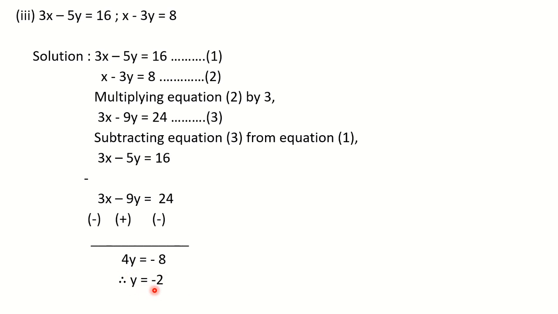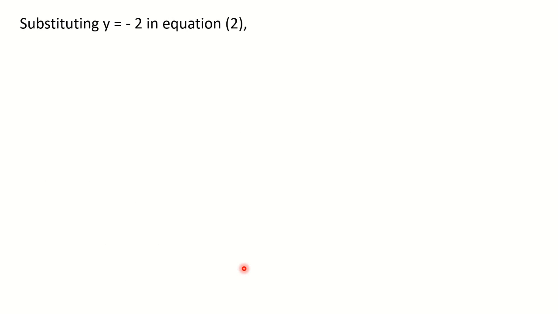Now this value of y we can put in any one equation and then we can get the value of x. Okay. So let us substitute the value of y, that is equal to minus 2, in equation 2 because it is simpler. So this is our equation 2, x minus 3y is equal to 8. And here in place of y we are going to write minus 2. We are replacing y by minus 2.